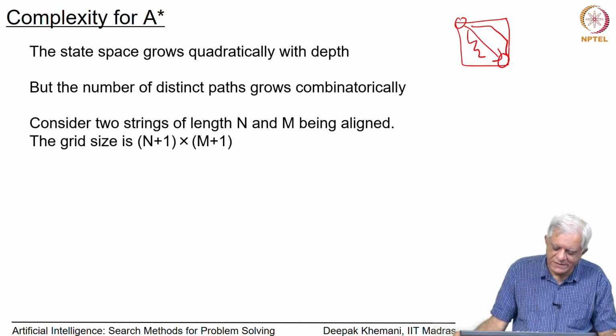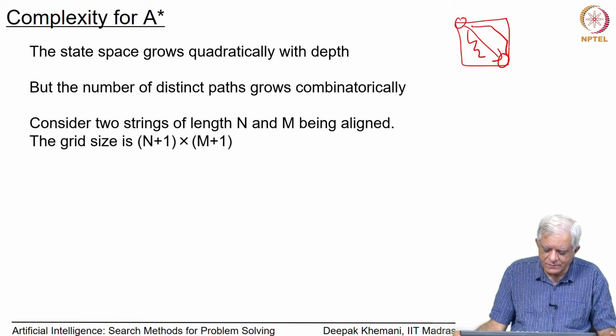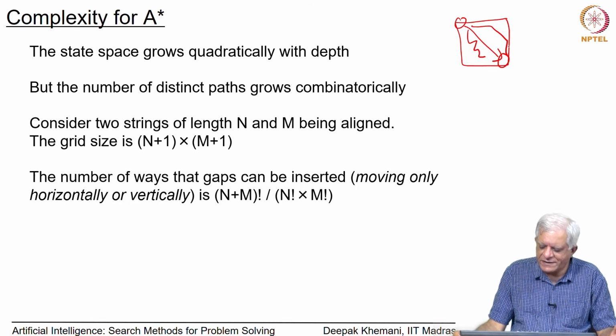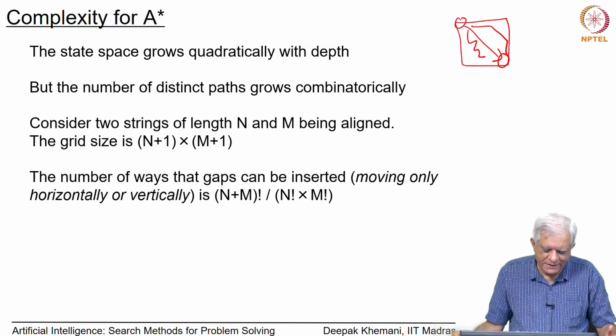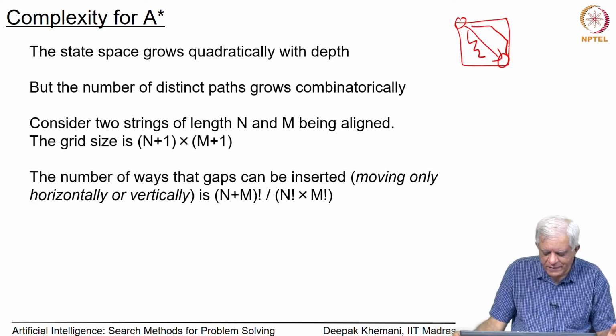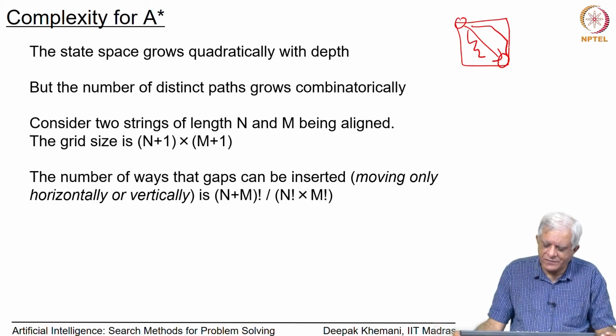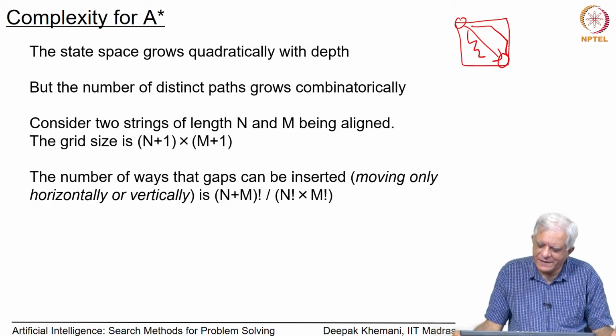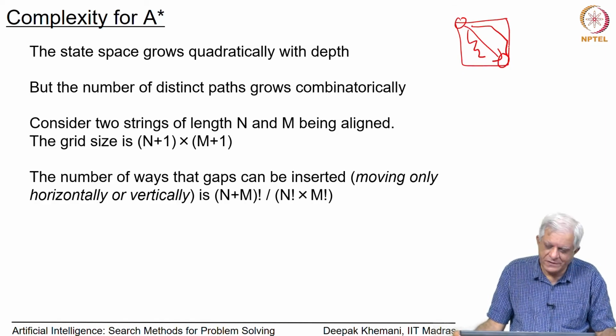So, if you have 2 strings of length n and m being aligned, and if we for the moment ignore the diagonals and we say that we will only either move right or bottom, as you would do for example, in Manhattan city, so either moving only vertically or horizontally, you can see that the number of distinct paths is (n plus m) factorial divided by n factorial multiplied by m factorial, and you should work out these values for some small numbers n and m and see that indeed the number of paths grows very rapidly indeed.